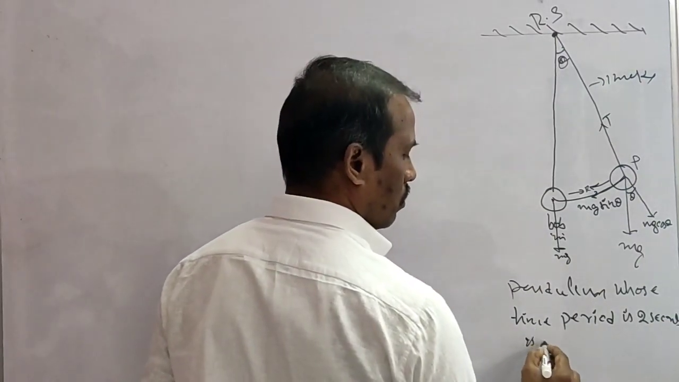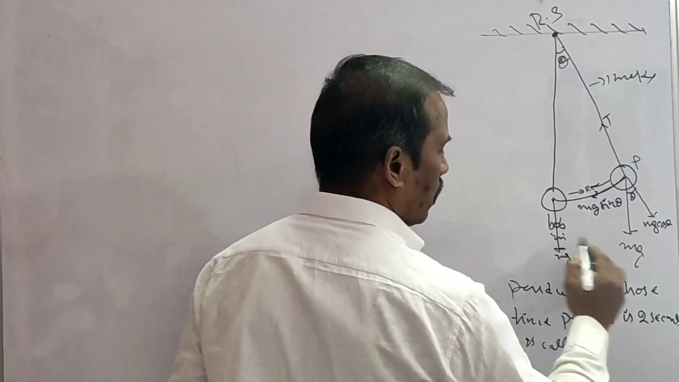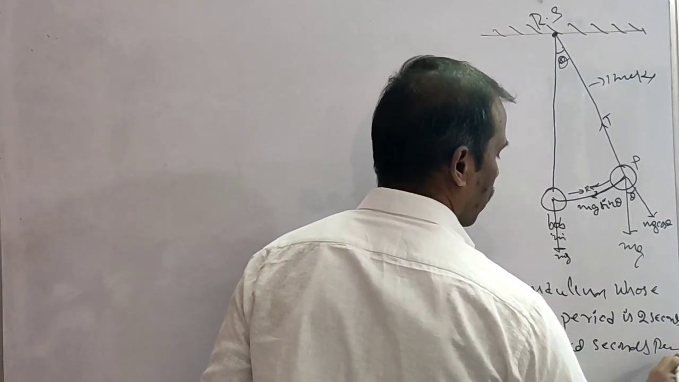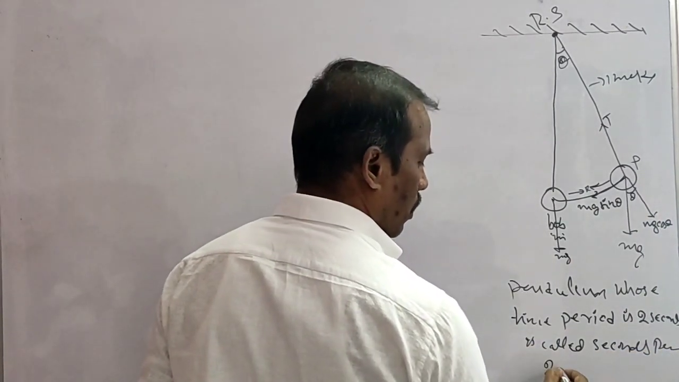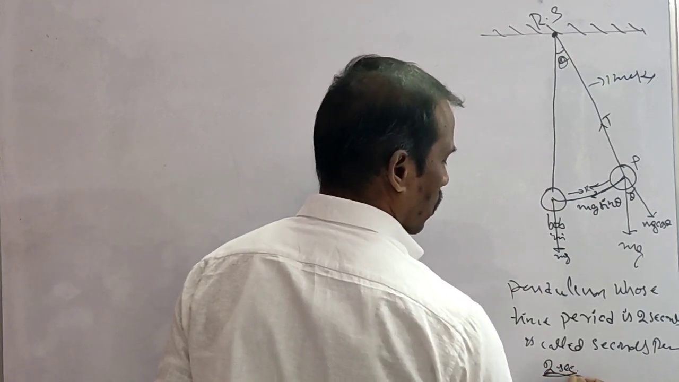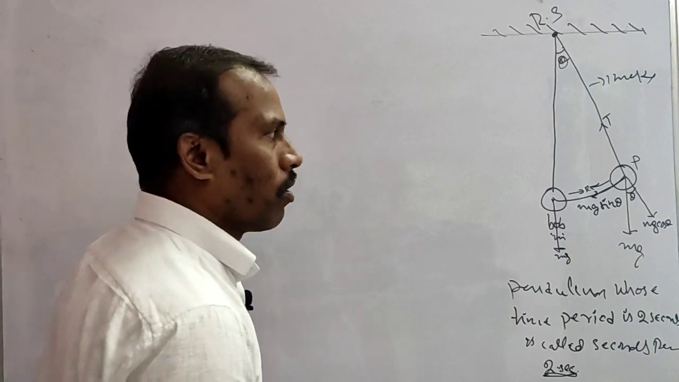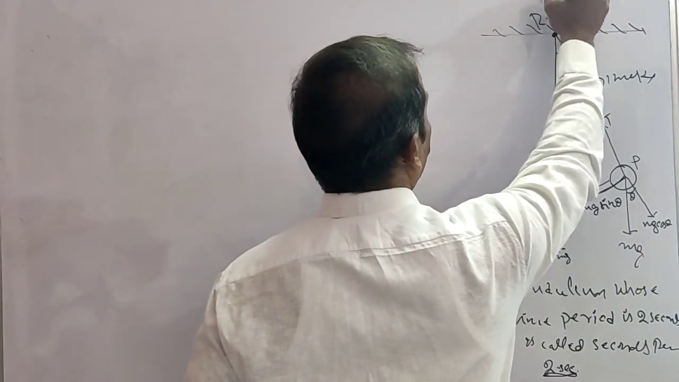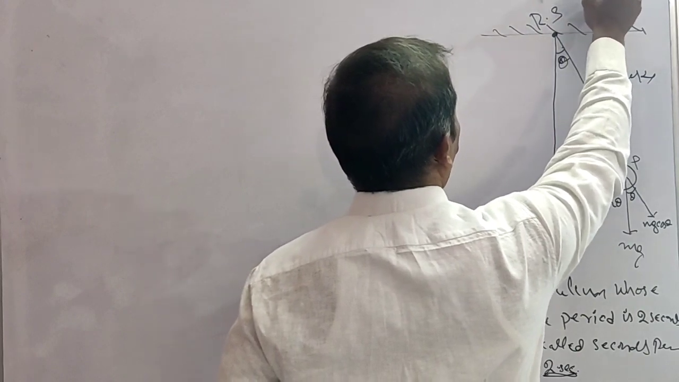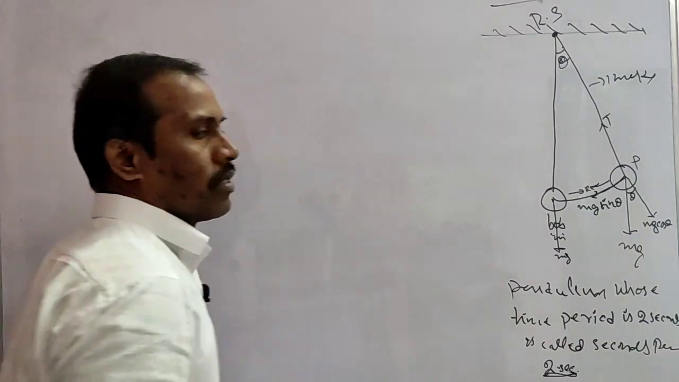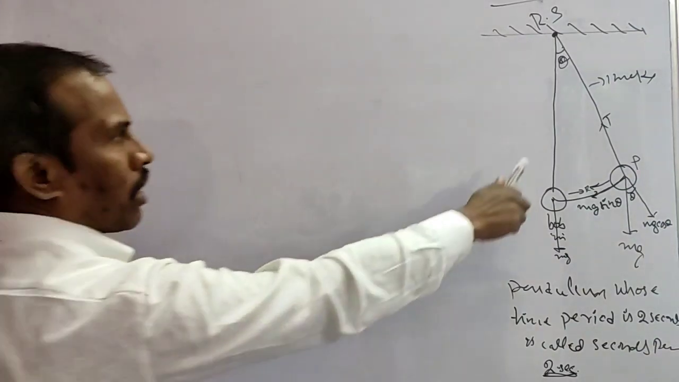2 seconds is called here seconds pendulum. So for a seconds pendulum, the time period is 2 seconds. The length of the seconds pendulum is 1 meter, that is L equal to 1 meter, which is equal to 100 centimeters. The diagram gets 1 mark.